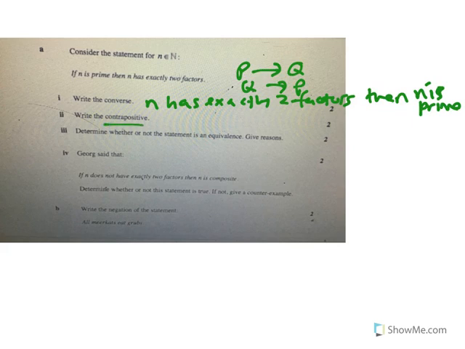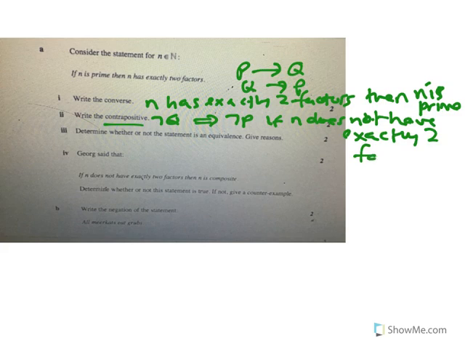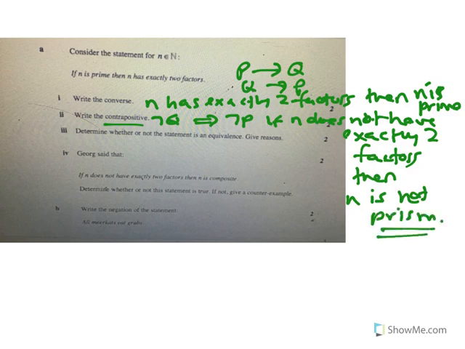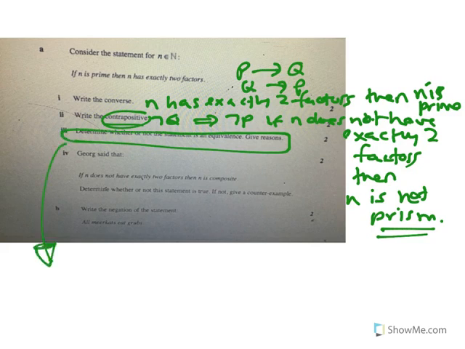The contrapositive is not Q implies not P. So if N does not have exactly 2 factors, then N is not prime. And if the contrapositive is true, then that means that the original statement will be true. So determine whether or not the statement is equivalent.